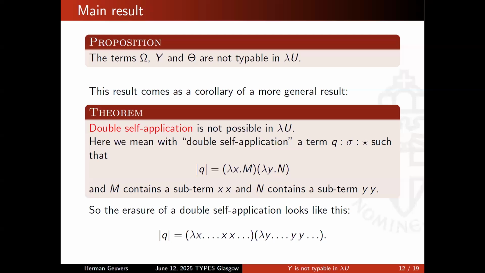And that's a more general theorem in a sense. The general theorem is that you cannot do double self-application. So if you have a term where you have an XX and a term with a YY, you cannot apply those to each other. This is what omega really looks like. And Y also has this shape, and theta also has this shape. They have a shape of double self-application. And that's not possible in lambda u.